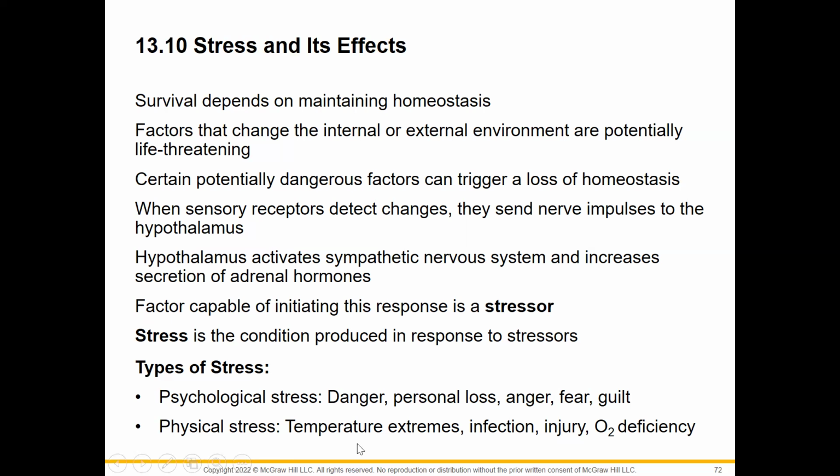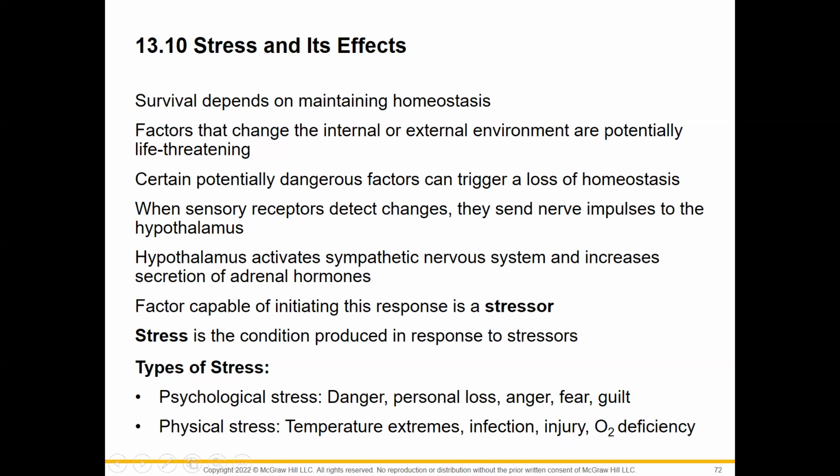Physical stress: temperature change, extreme temperature change. In the winter, when the temperature drops 30, 40, 50 degrees overnight, over a few hours, or when the temperature gets really high in the summertime, or when the humidity gets really high in the summertime and it makes it extremely hot. Those are extreme temperatures causing physical stress because they are physically affecting your body.